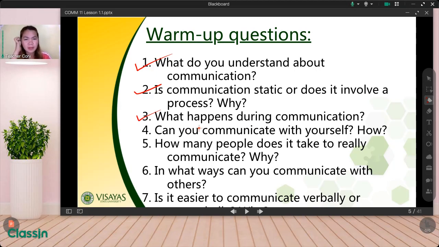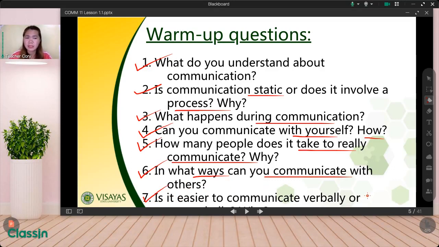So we have here: what do you understand about communication? Is communication static or does it involve a process? These are things that we will be discussing in this lesson. What happens during communication? Can you communicate with yourself? And how? How many people does it take to really communicate and why? And in what ways can you communicate with others? And lastly, is it easier to communicate verbally or non-verbally?